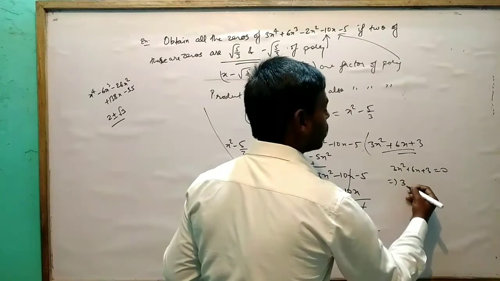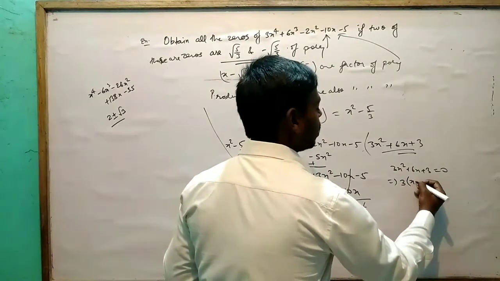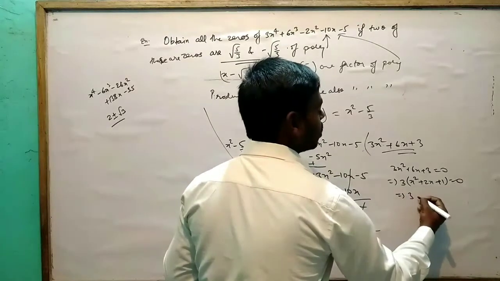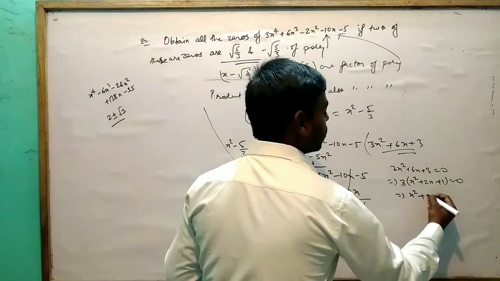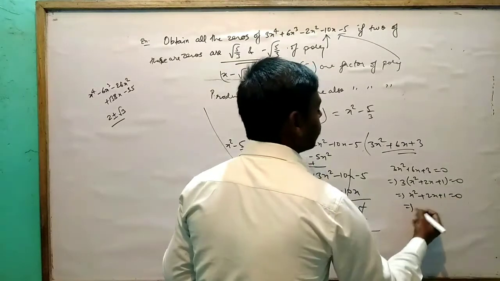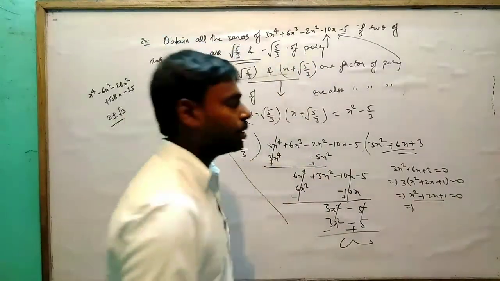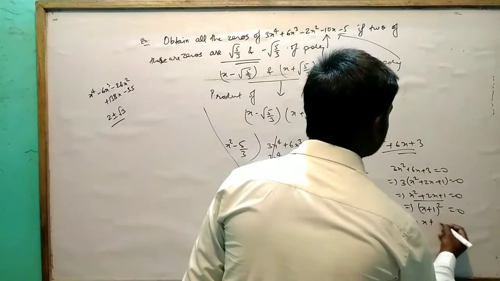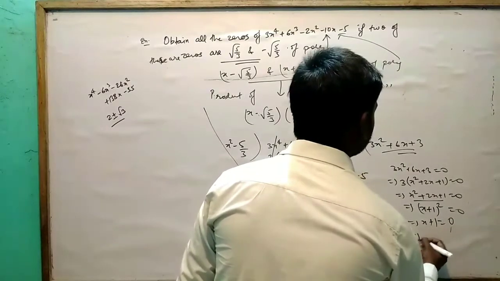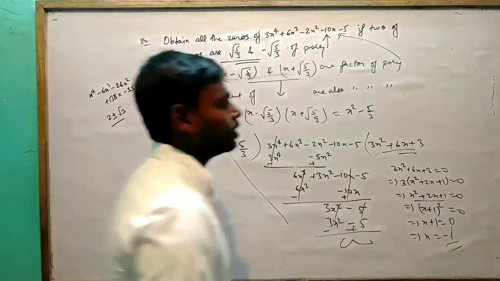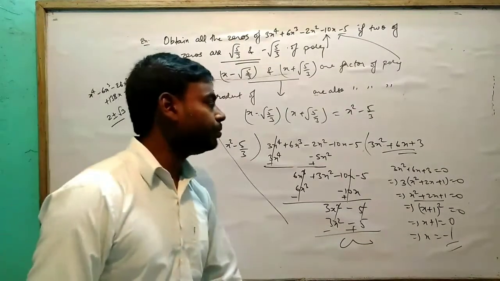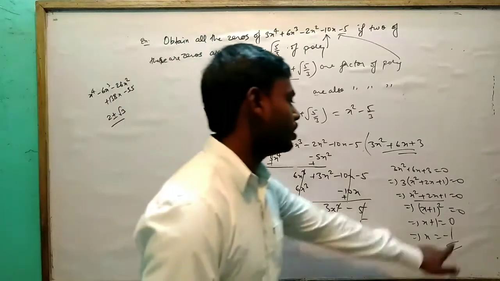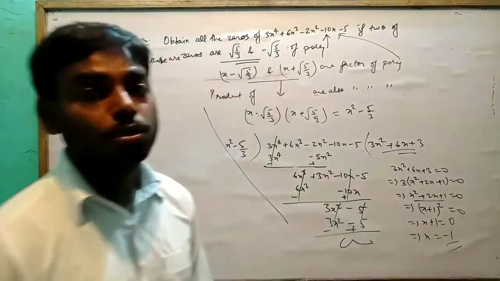Now we take the factor here, we take 3 common, and here we get x square plus 2x plus 1 is equal to 0, and this is the formula for x plus 1 to the whole square is equal to 0. So x plus 1 is equal to 0, and here we get x is equal to minus 1. Now this is our answer, these are our other two zeros.